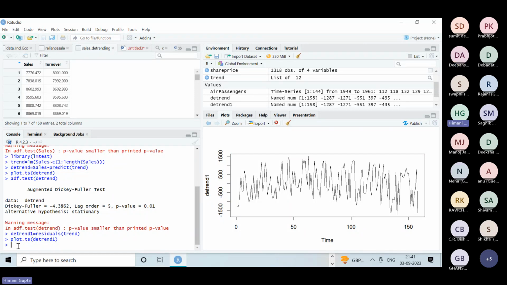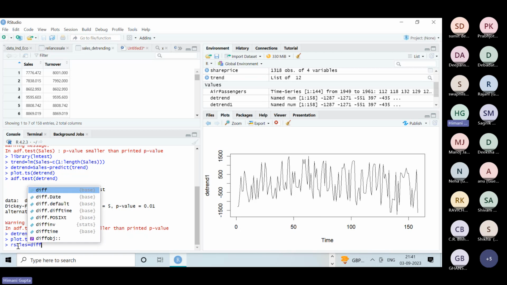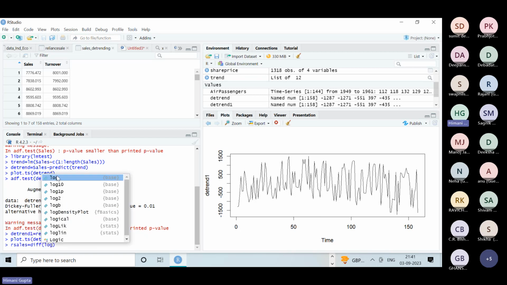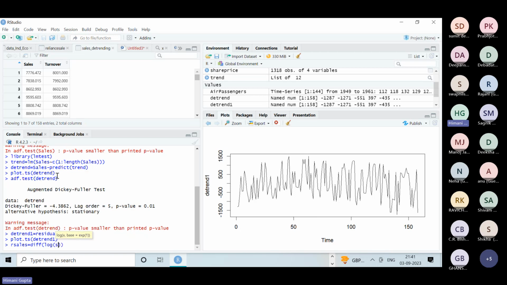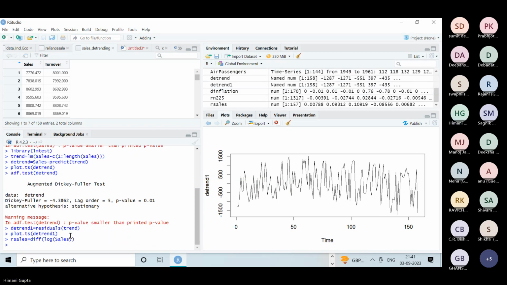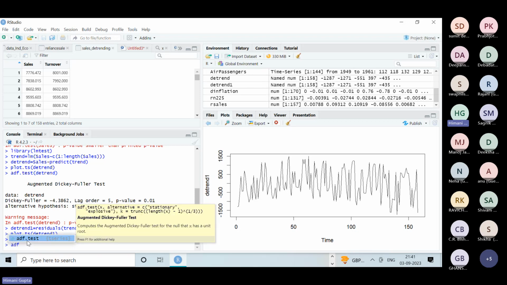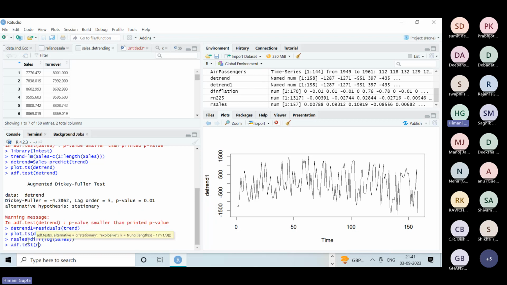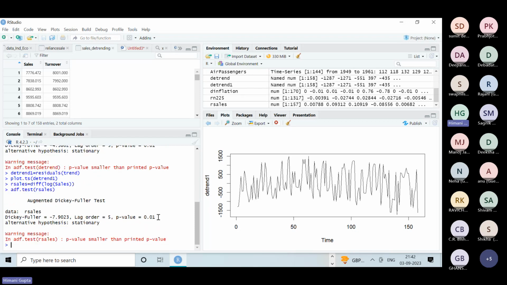Suppose this is sales. I want to calculate the returns on sales. So R sales is equal to the difference of log, and then your variable name. I want to convert this sales into stationary. So my R sales is there. Now I'll check whether my data is stationary or not: adf.test and then R sales. Now my data is stationary.